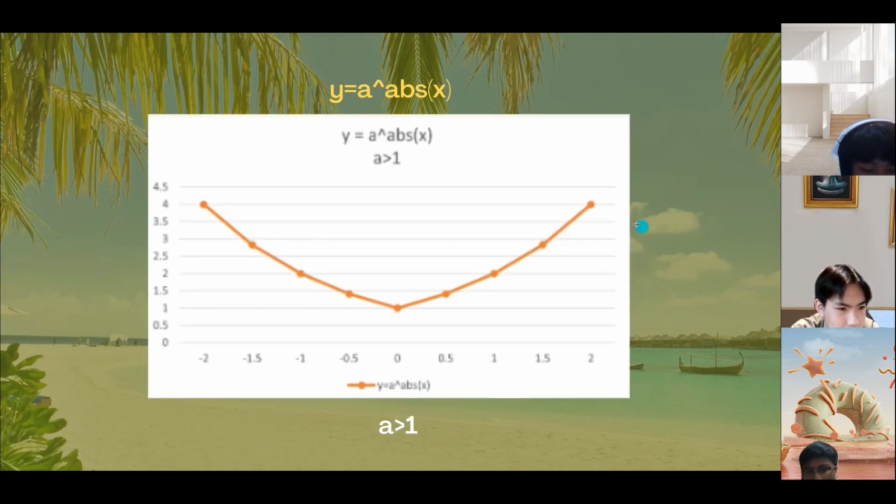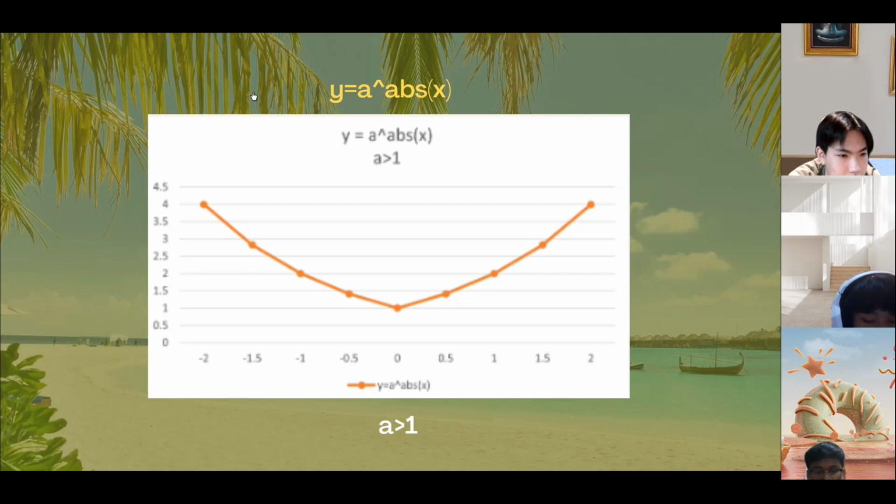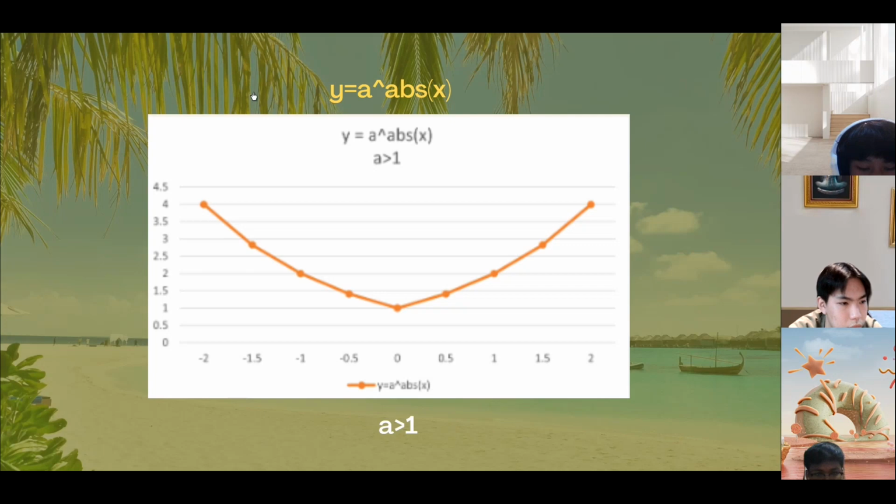So how about this graph? That's a is more than 1. We determine that a is more than 1. We can see the difference. The graph y equals a times the absolute value of x is the orange graph. This graph looks like a parabola that has an absolute value, and this graph is rotated normally because the value of a is more than 1.